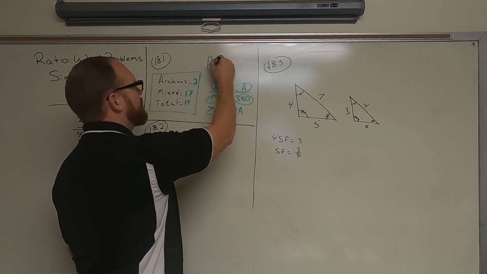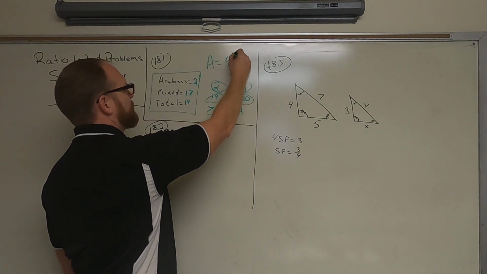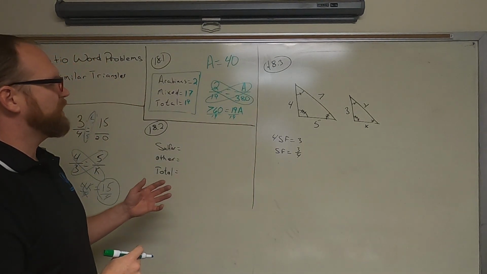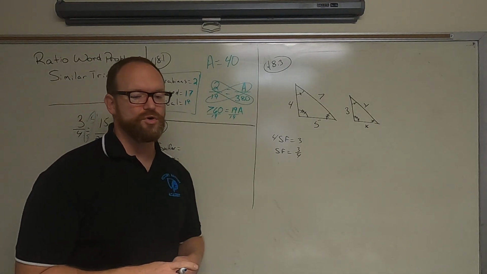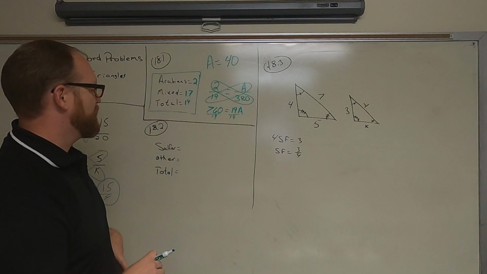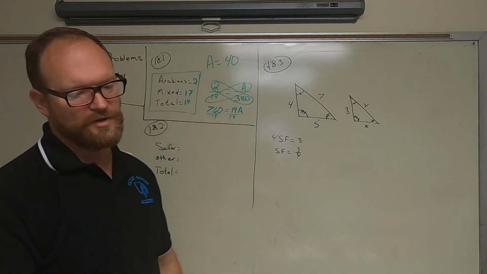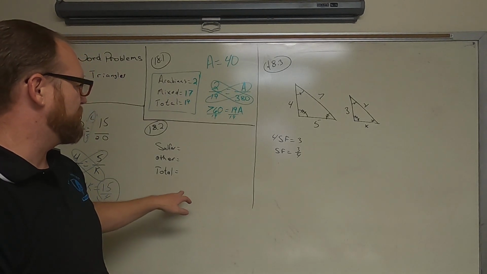Then we can say that A equals what? Well, it equals 40. So there's 40 Arabians total in our herd. And so that's just a simple way to use ratios in order to solve a problem like that. Let's look at 18.2. 18.2 gives us another example of how to do this.